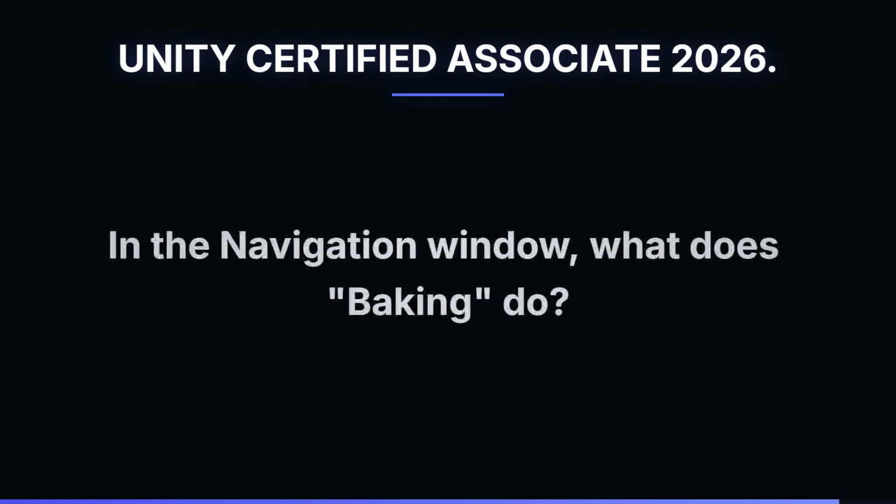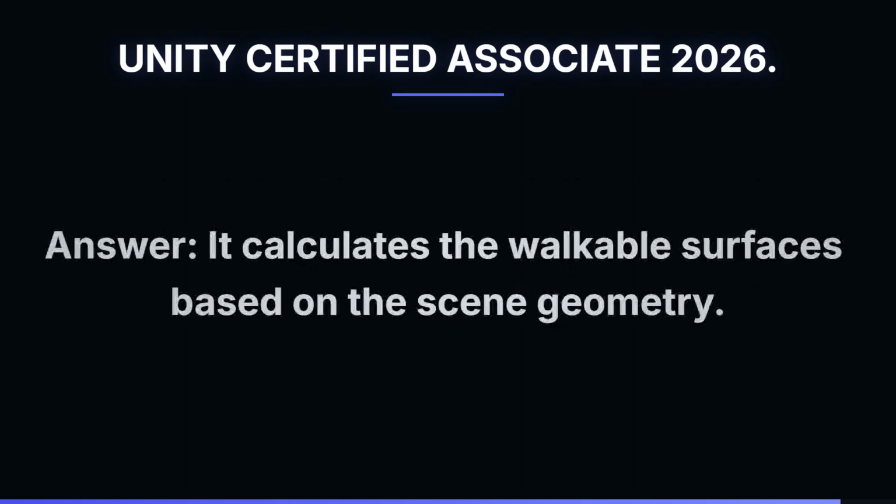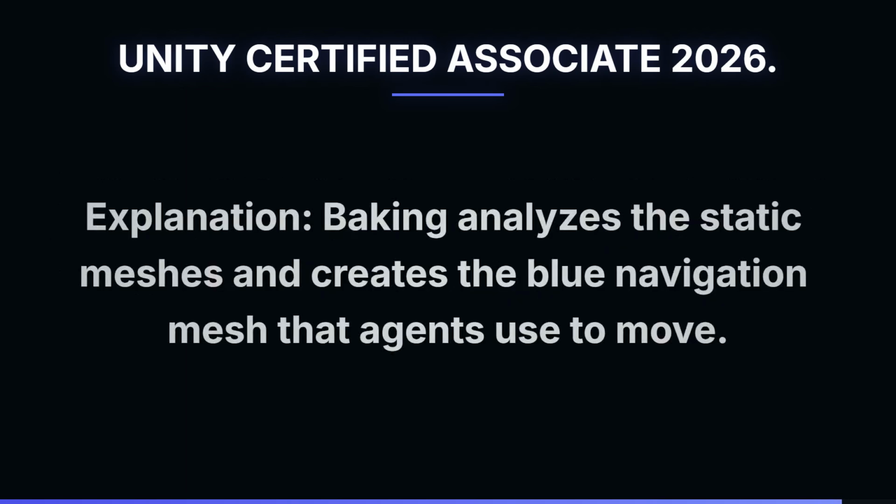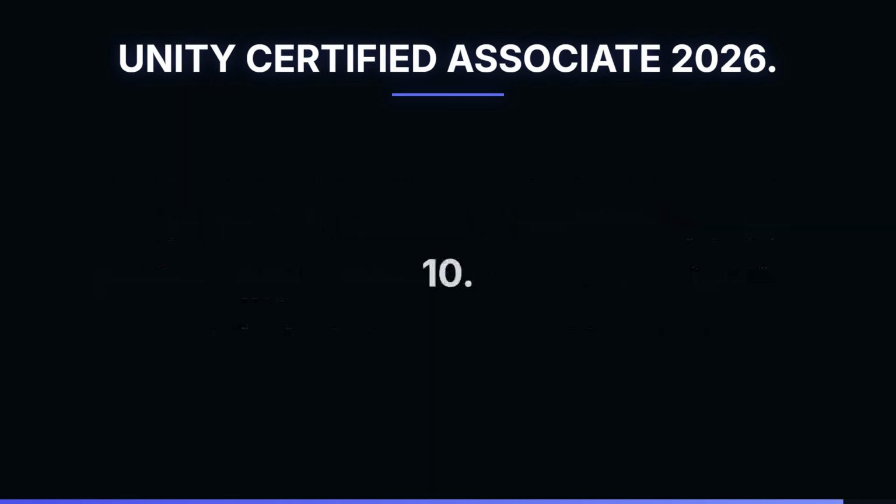9. In the navigation window, what does baking do? Answer: it calculates the walkable surfaces based on the scene geometry. Explanation: baking analyzes the static meshes and creates the blue navigation mesh that agents use to move.